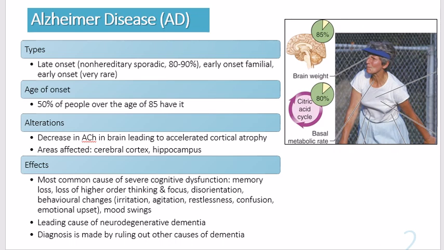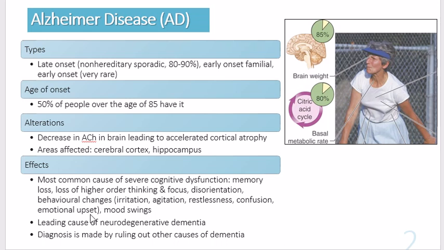So if we look at some of the effects of Alzheimer's disease, we will see that cognitive dysfunction involving memory loss is seen, and loss of higher order thinking. Higher order thinking is where you're going beyond basic levels of thinking. And also issues with focusing. And disorientation, so loss of sense of direction, really a state of mental confusion. There's also behavioral changes that are common, such as irritation and agitation, and mood swings are also commonly seen.